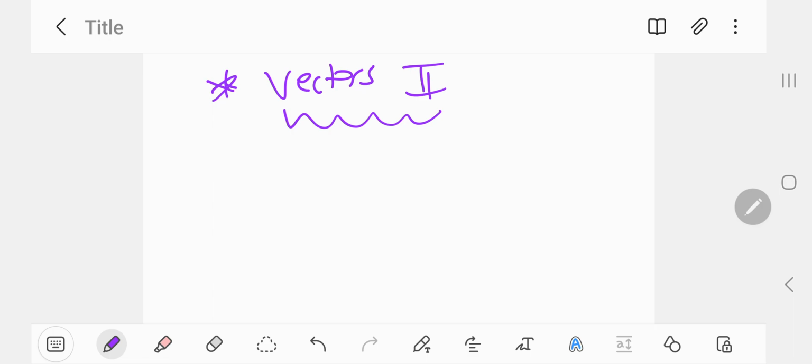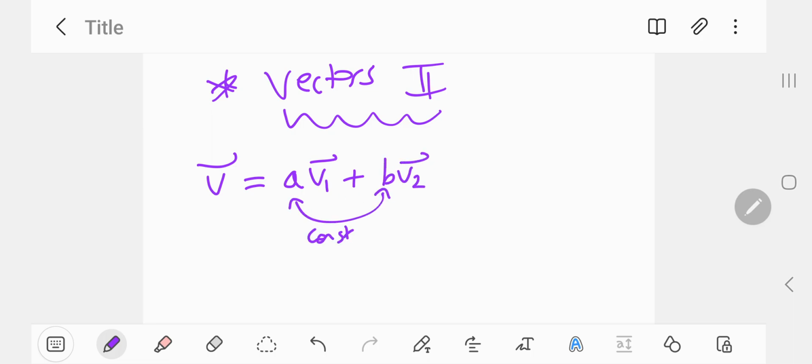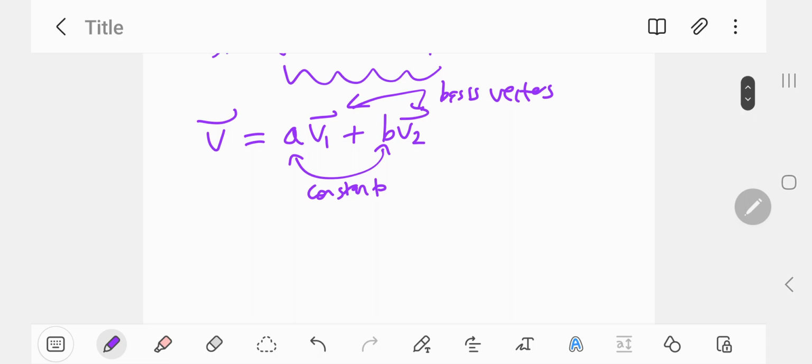In the previous video I talked about vectors, what a vector is, what vector components are, and what basis vectors are. Suppose I have a vector v. I can express it in terms of its components, a v1 vector plus b v2 vector, where a and b are just numbers, constants. v1 and v2 are also known as the basis vectors. They form the basis for the vector v.